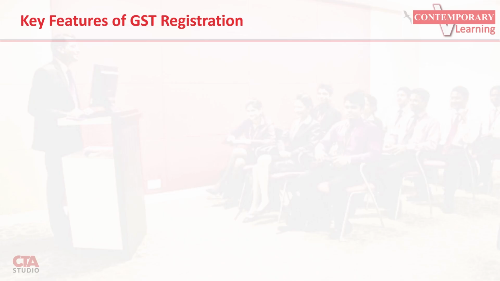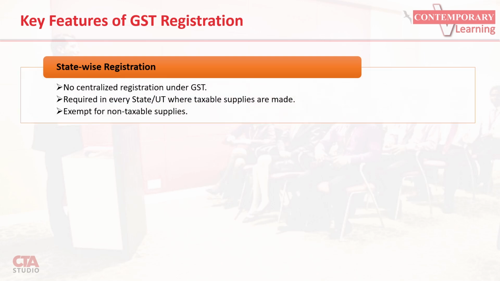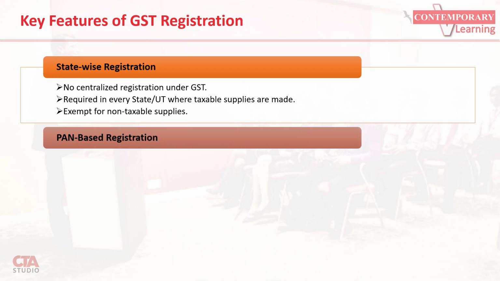Now let's examine the key features that make GST registration unique and different from the previous tax systems. The first key feature is state-wise registration. You are required to register in every state or UT where you make taxable supplies. However, and this is important, you are exempt from registration if you are only making non-taxable supplies in a particular state.